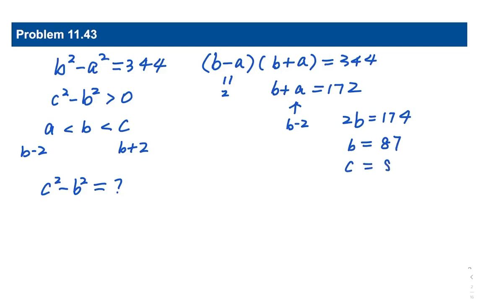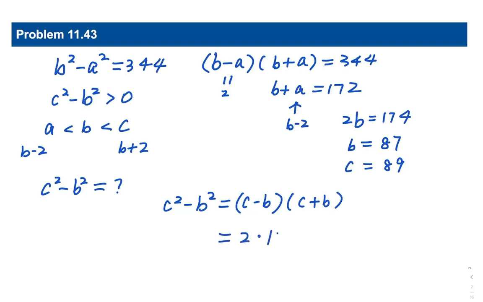c equals 89. So c squared minus b squared equals c minus b times c plus b, which is 2 times 176, which is 352.